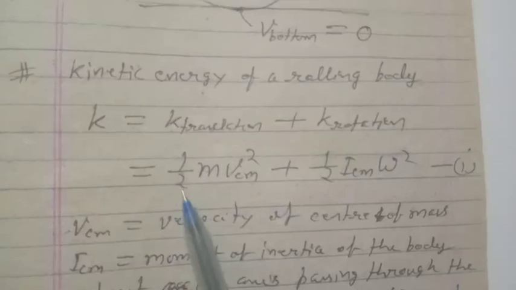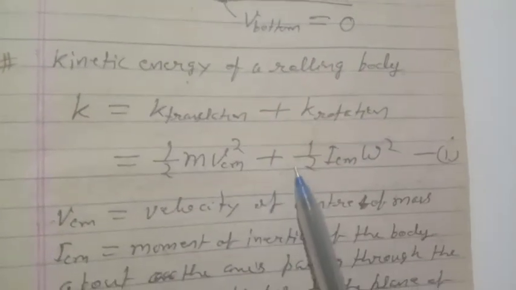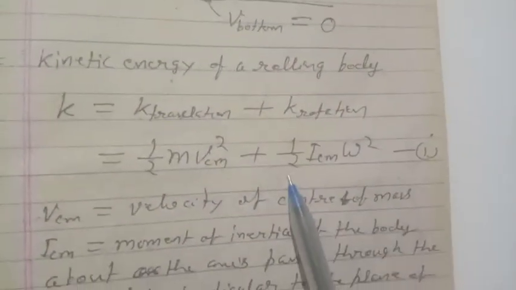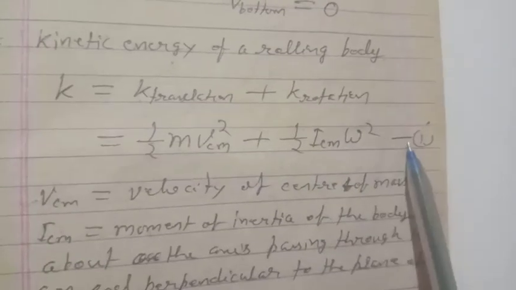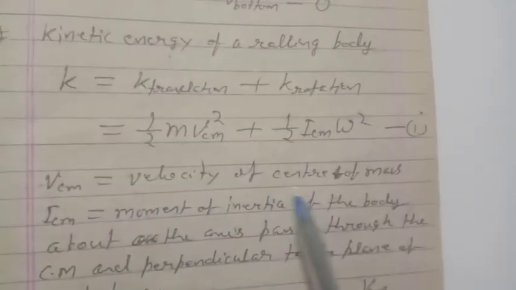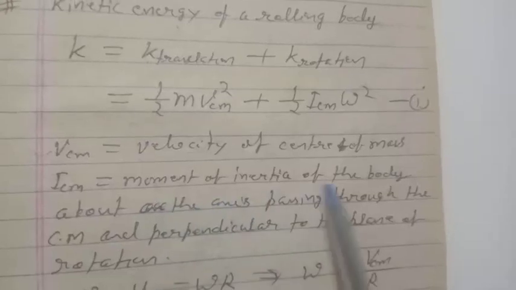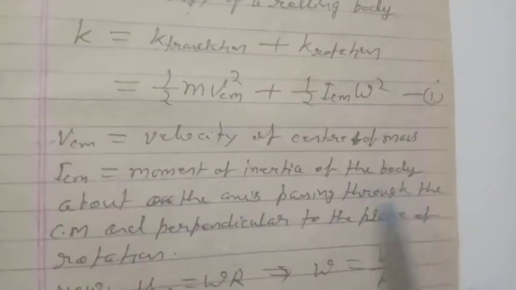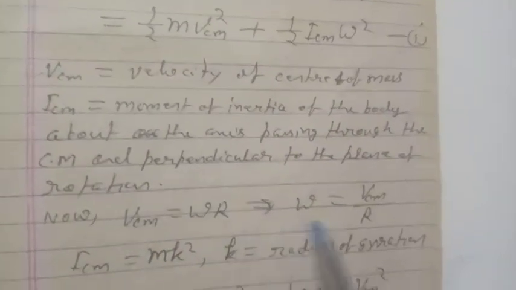Now translational kinetic energy will be 1 by 2 m VCM square, and rotational kinetic energy 1 by 2 ICM omega square, where VCM is the velocity of center of mass, and ICM is the moment of inertia of the body about the axis passing through the center of mass and perpendicular to the plane of rotation. Now we know that VCM equals omega r. This gives omega equal to VCM by r.